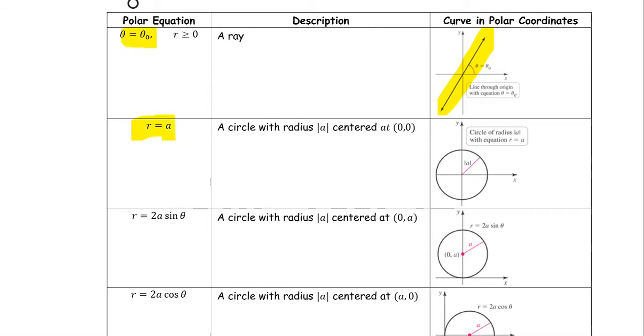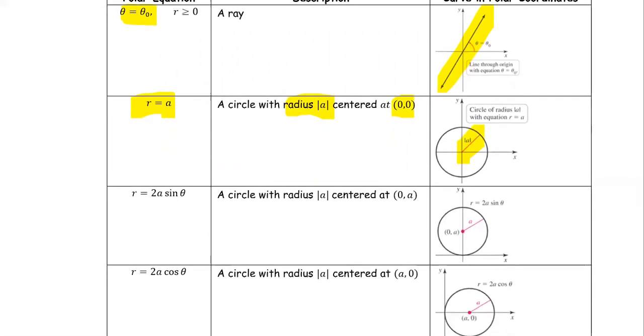For the equation r equals a, this time regardless of theta or an angle, we're going to get the circle with the radius absolute value of a and the center at (0, 0). In the case that r equals 2 times a times sine theta, we will get the circle with the radius absolute value of a and the center at (0, a). And (0, a) is the point on the y-axis.